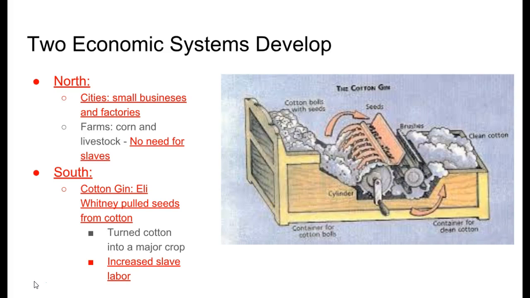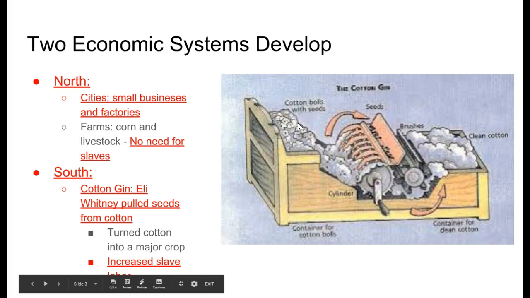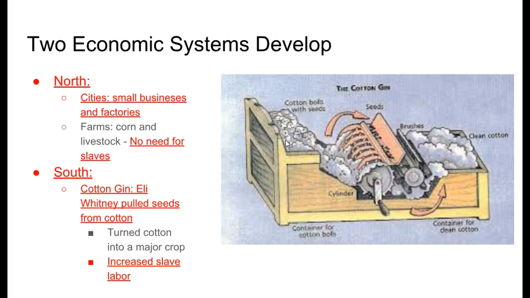In the South, we saw the cotton gin, and the cotton gin was a machine that was created by Eli Whitney, and what the cotton gin did was remove the seeds from the cotton without having to do it manually. They used to have to pull them out with their fingers, and now they were able to do it with this machine and do it much more quickly. So therefore, they were able to grow a lot more cotton.